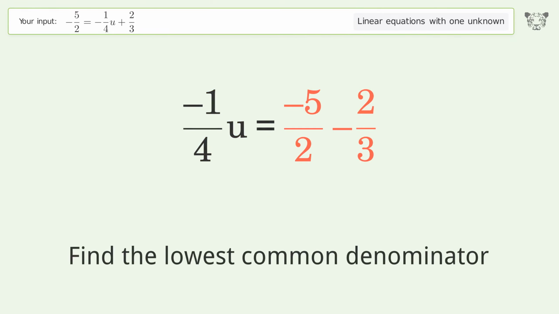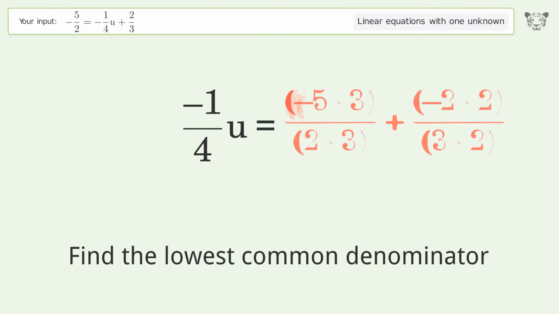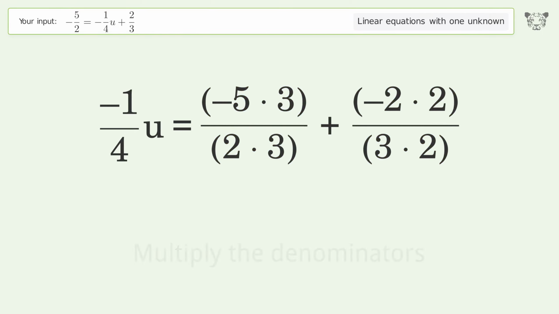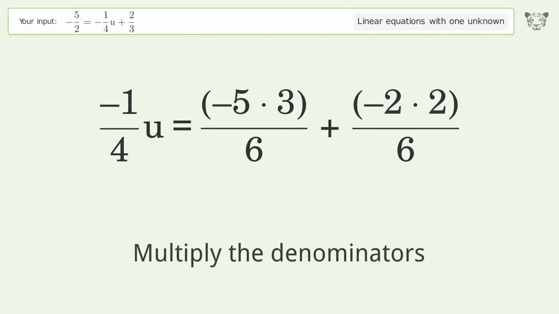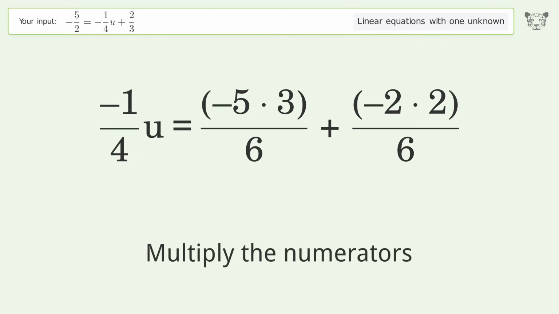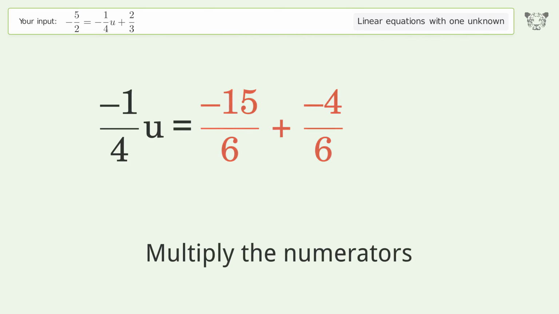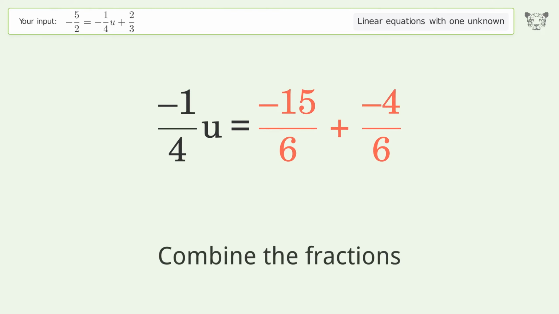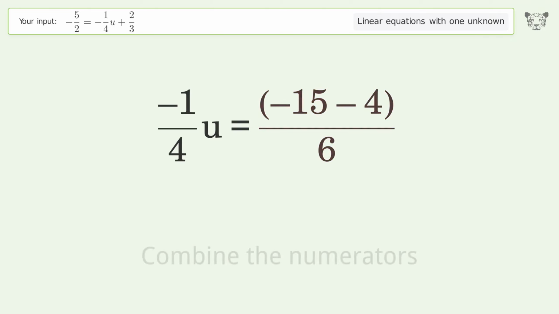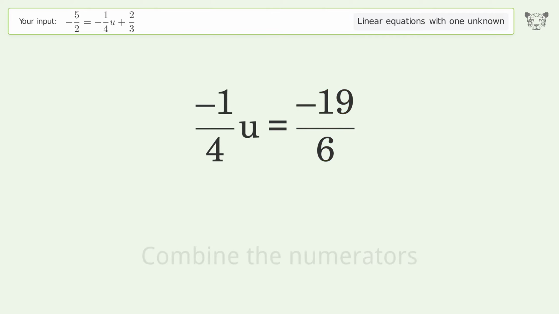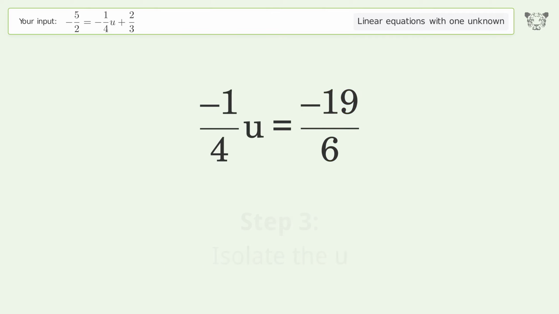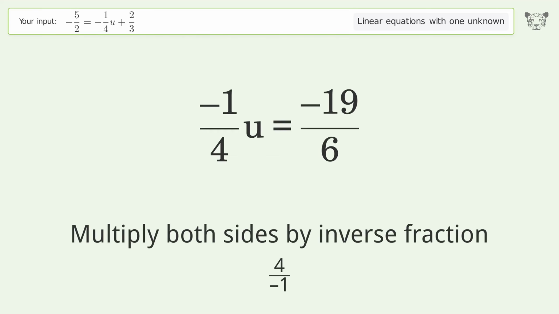Find the lowest common denominator. Multiply the denominators. Multiply the numerators. Combine the fractions. Combine the numerators. Isolate the u. Multiply both sides by inverse fraction 4/-1.